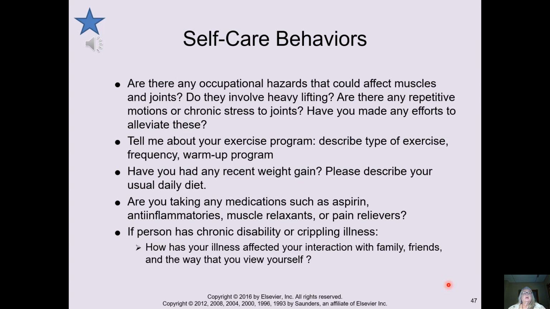Self-care behaviors. Are they risk takers? Do they do things that would cause them pain? What immediately comes to mind is riding a skateboard. If a person has a chronic disability or crippling illness, how does that affect how they interact with their friends or family? How do they view themselves? So we now have a mental health component to that.